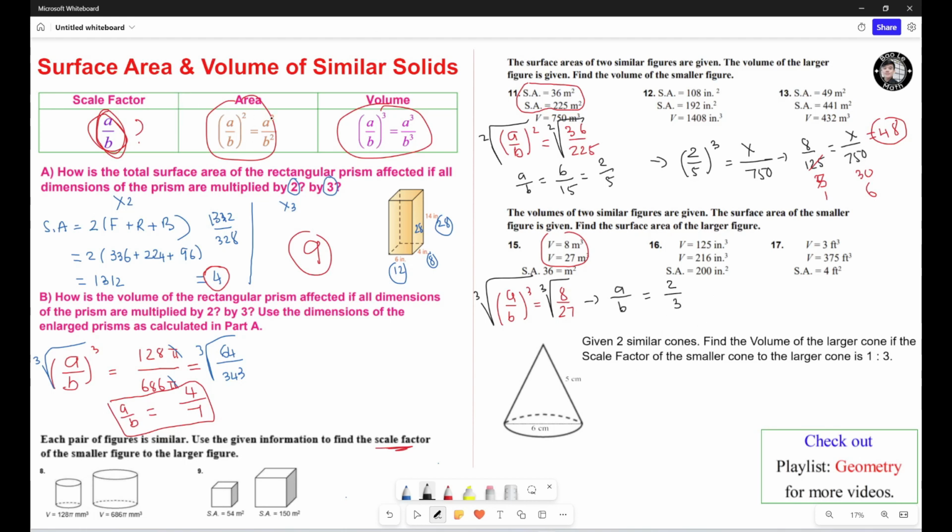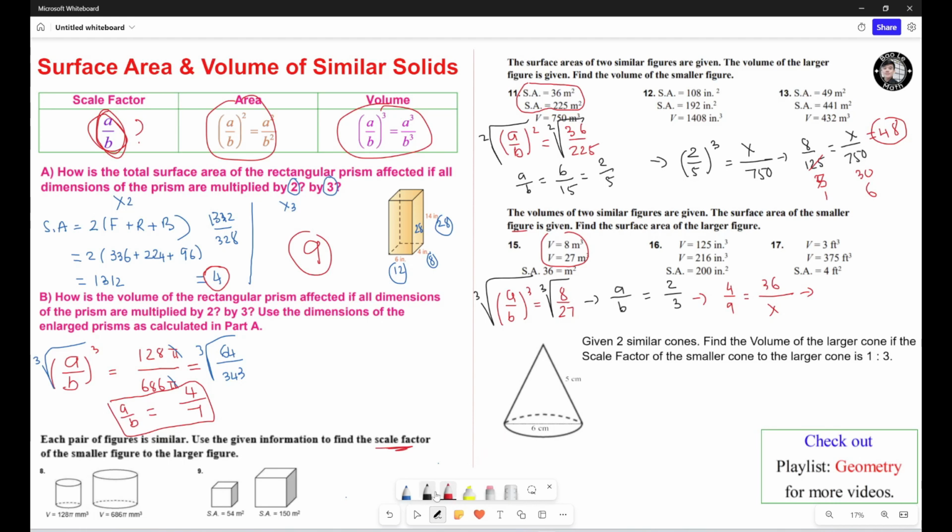We need to square this one. Okay? So then we square this one. It's going to be 4 over 9. And then this one must be equal the ratio of the surface area. So 36 is the smaller one or the bigger one? The surface area of the smaller is given. So 36 you need to put on the top right here. Right? Because 4 less than 9 over S right here.